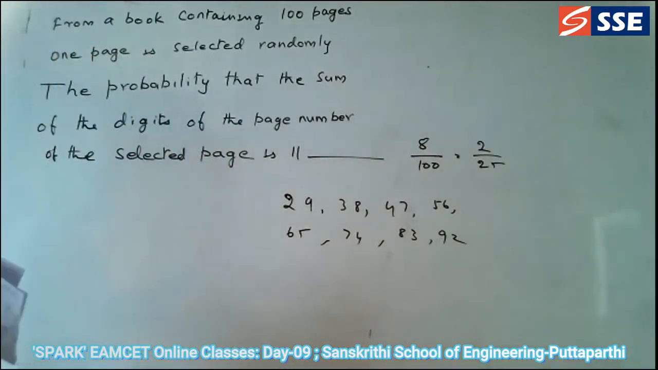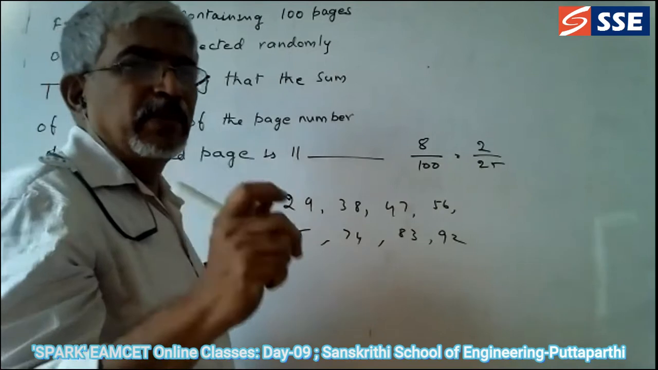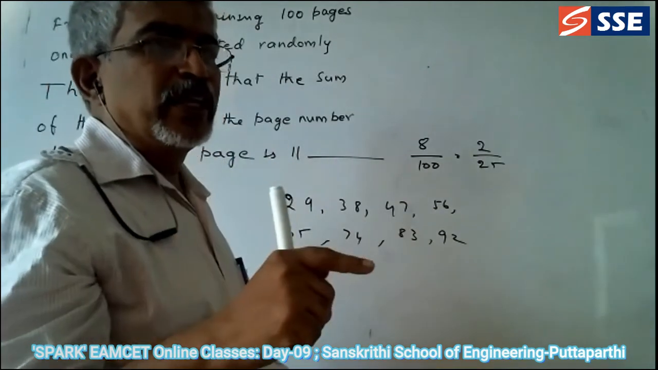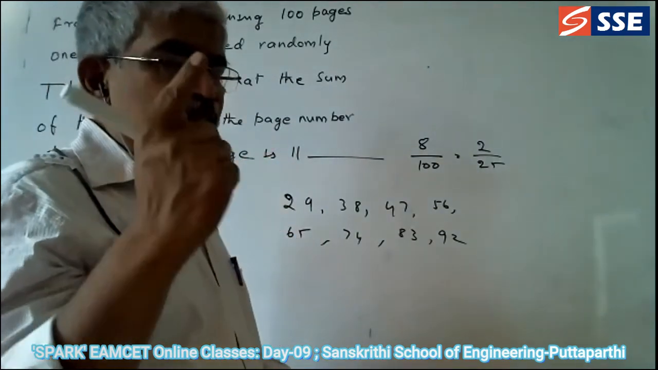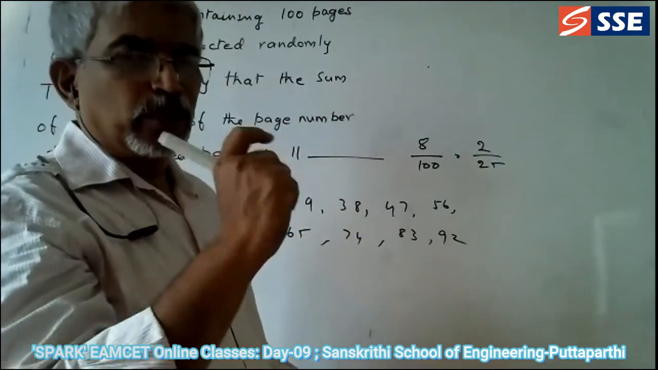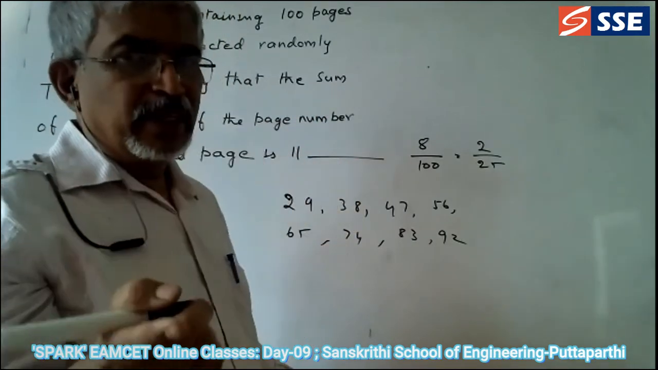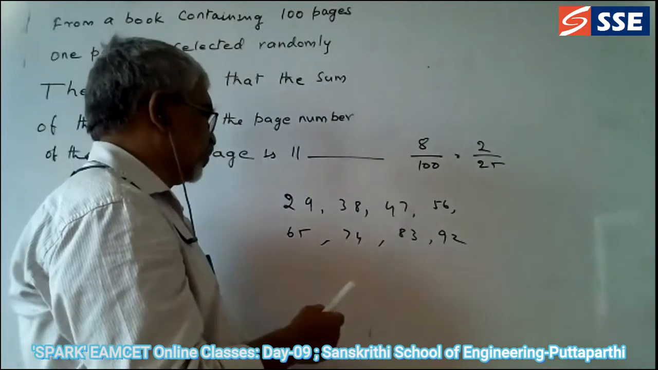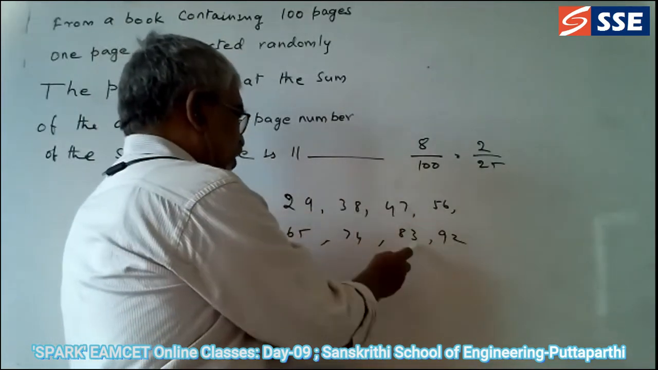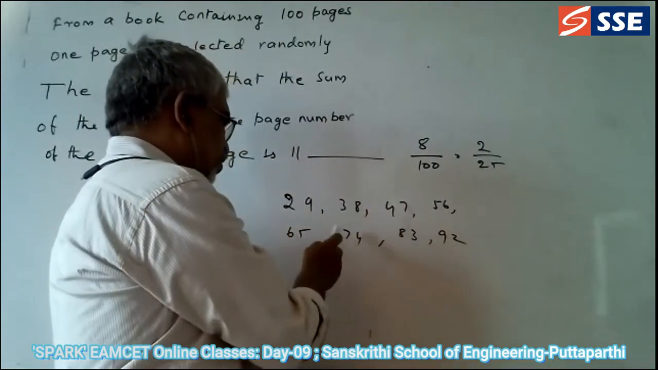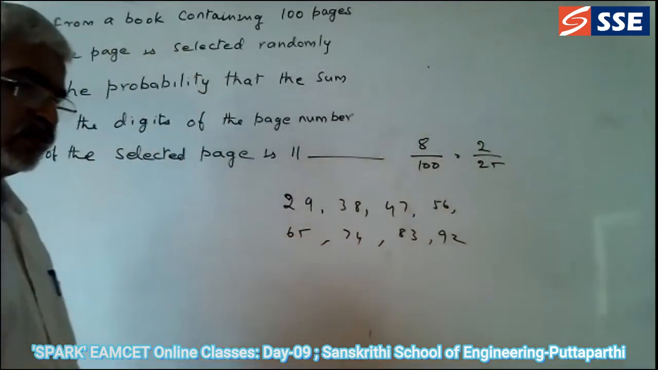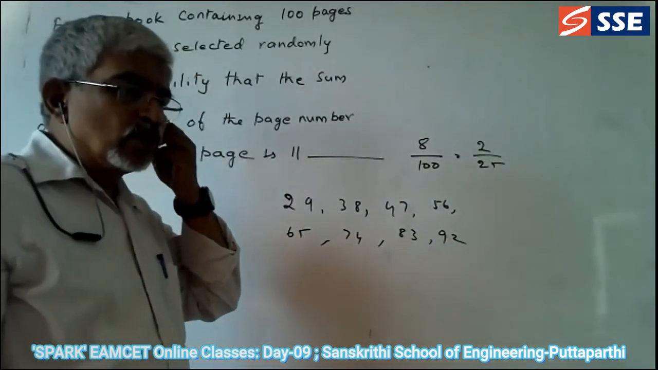Understood now? So the total must be 11. When you get the 11, it is 29 only, we will get the total number as 11. So 29, 92, the reverse also will be 11. So 29, 92, 38, 83, 47, 74, 65, 56. So these are 8 numbers we are having.